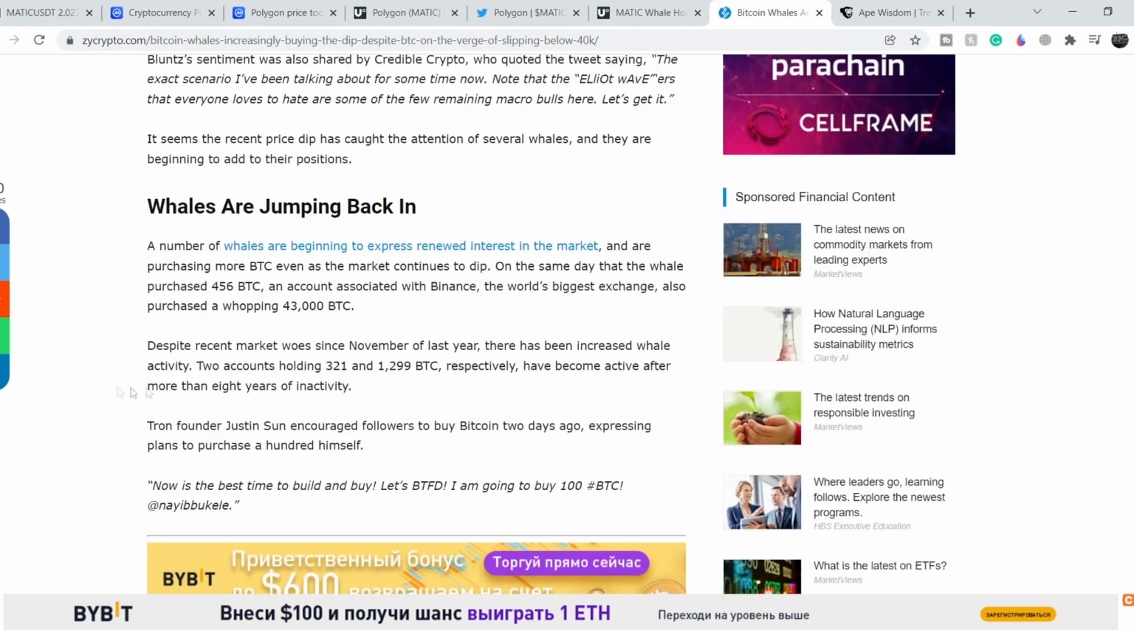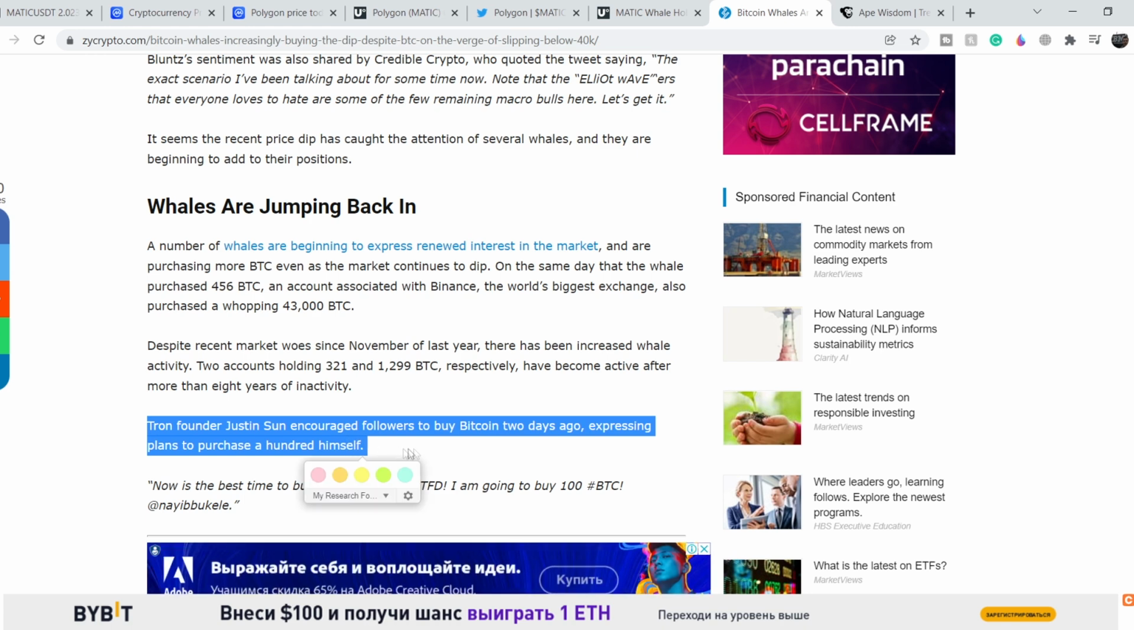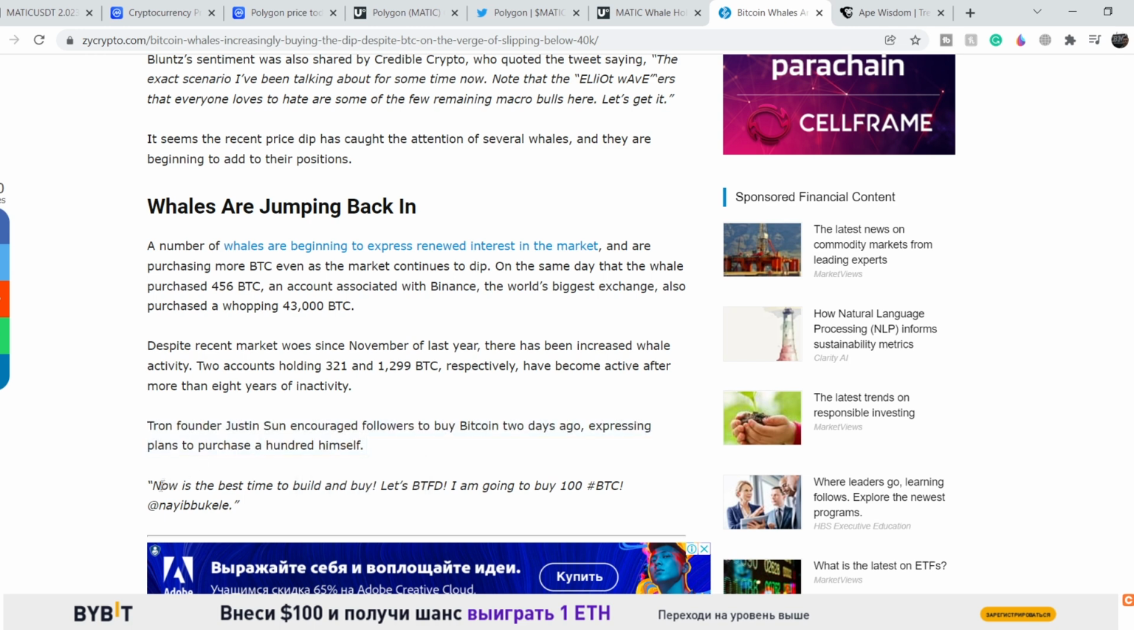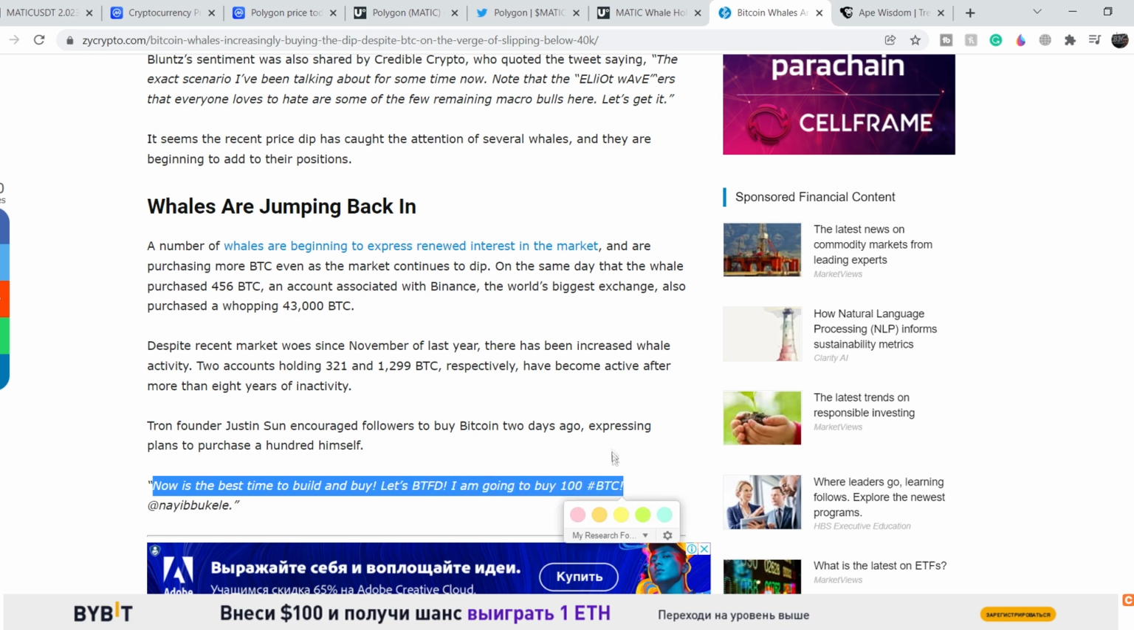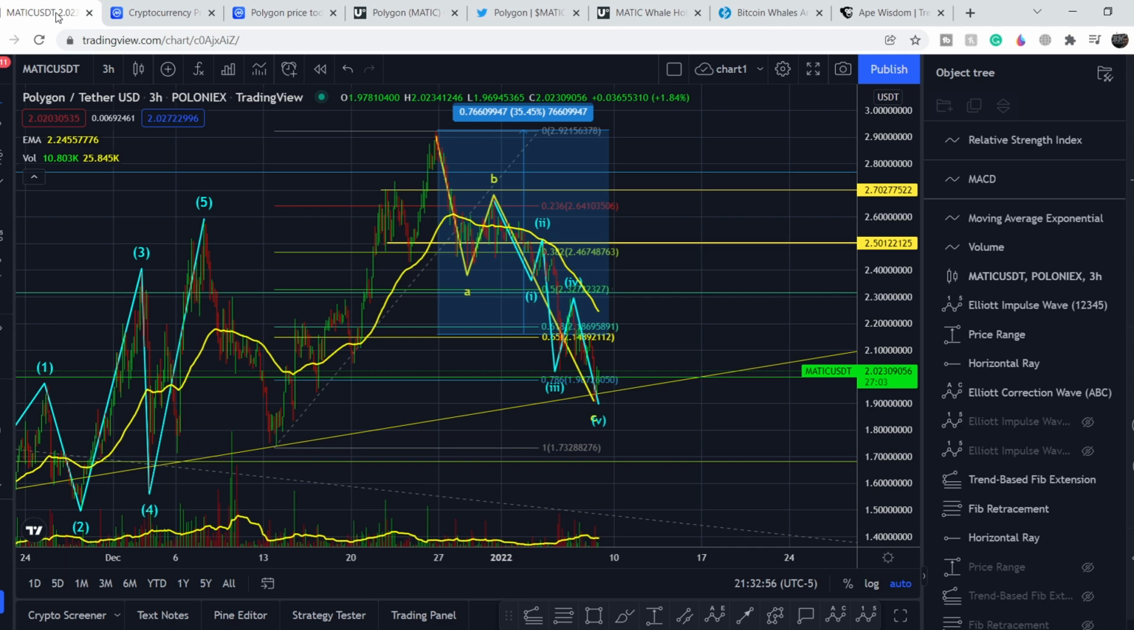And on top of that, other whales increased their position, and they hold 321 and 1,299 Bitcoins respectively. On top of that, Tron founder Justin Sun encouraged followers to buy Bitcoin 2 days ago, expressing plans to purchase 100 himself. And he tweeted, "Now is the best time to build and buy. Let's BTFD. I am going to buy 100 BTC." So, I think we are nearing the local bottom, at least the local bottom. This means we might consider that somewhere near we might have a trend reversal.